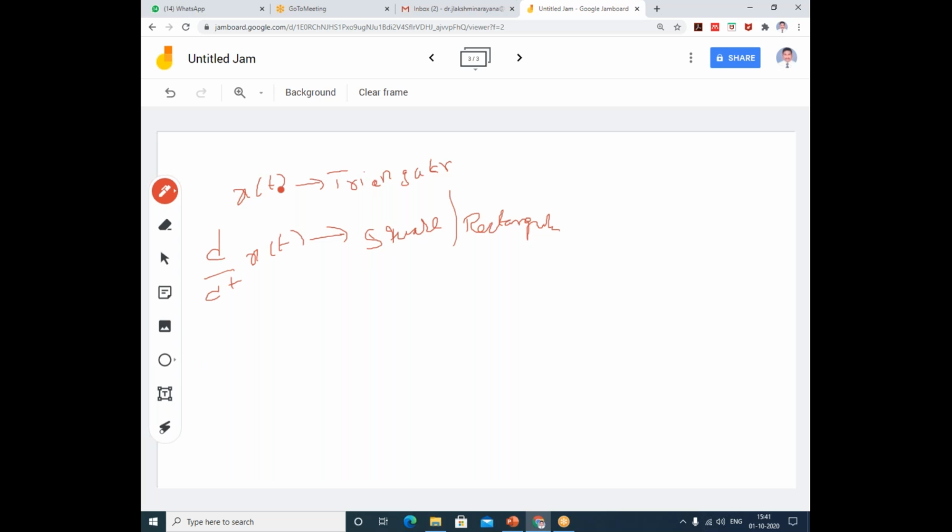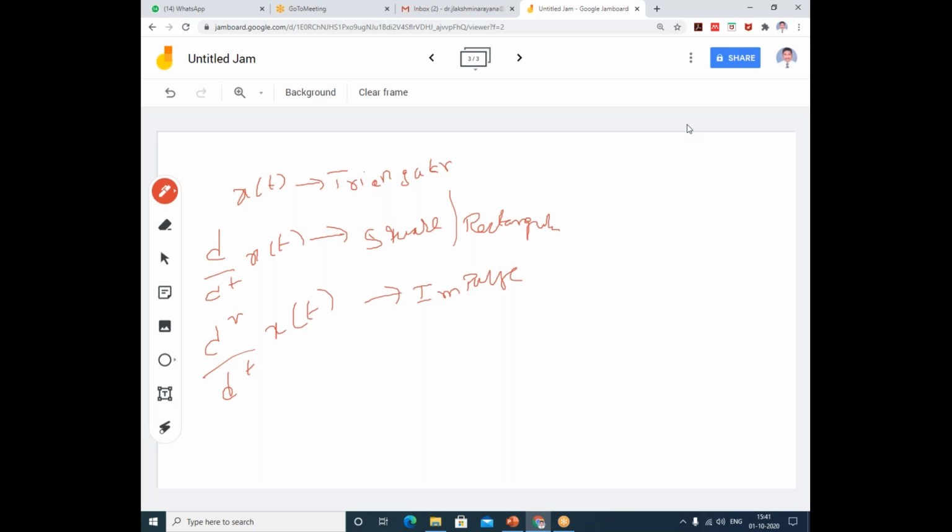Again, if you differentiate this x of t once more, then I can write it as d square by dt square of x of t. Then I'll get an impulse function. Now please see this. If I know the Fourier transform of the triangular waveform, and I ask you to find the Fourier transform of a square waveform, you just differentiate, and then automatically you can find the Fourier transform of the square waveform. That is how you can use this differentiation in time domain property to solve the problems.